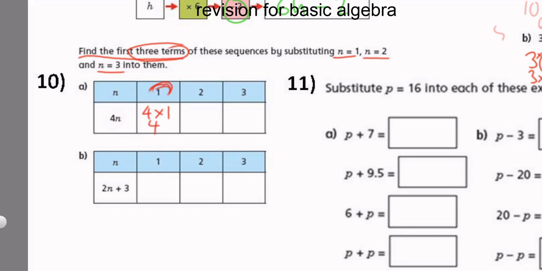Then I'm replacing the n with 2. 4 times 2 is 8. Then replace the n with 3. 4 times 3, 12.